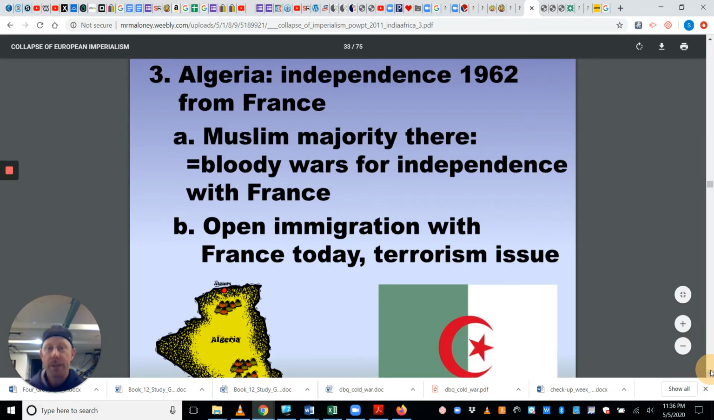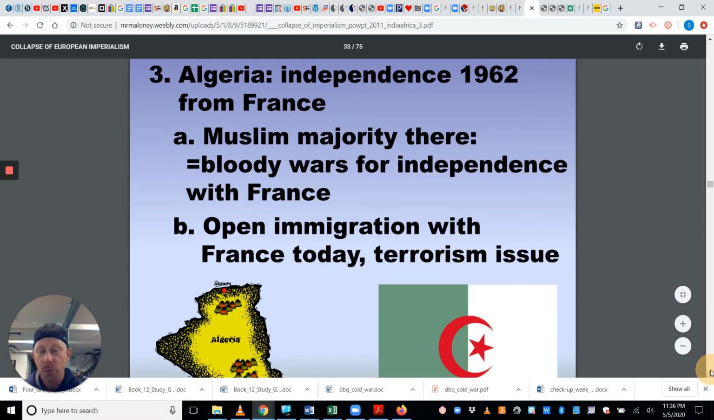Algeria. Algeria got their independence in 1962 from France. There's a Muslim majority there. Many bloody wars for independence with France here before they got that freedom in 1962. Today, there's open immigration with France. So people from Algeria, as it's considered like an open land, or territory of France, they have open borders. So people from Algeria can simply just go into France, and France can go into Algeria.